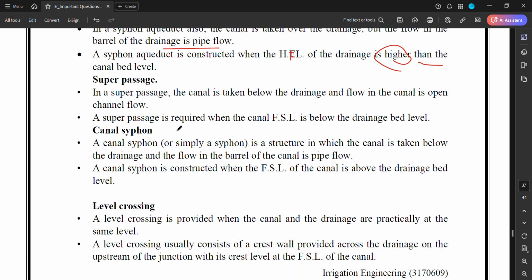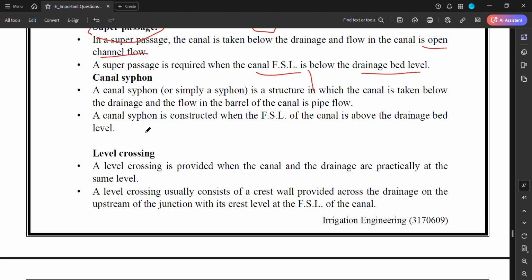Next is the super passage. In a super passage, the canal is taken below the drainage and the flow in the canal is open channel flow. When the drainage is above and the canal is below, in these conditions we provide a structure called a super passage. A super passage is required when the canal full supply level is below the drainage bed level.